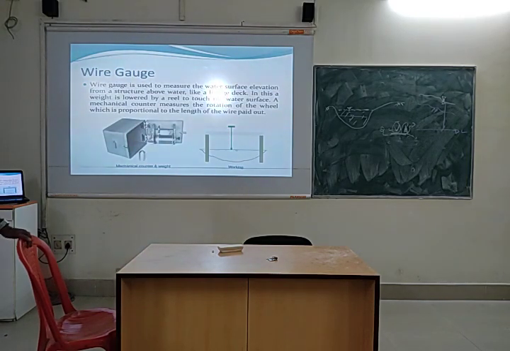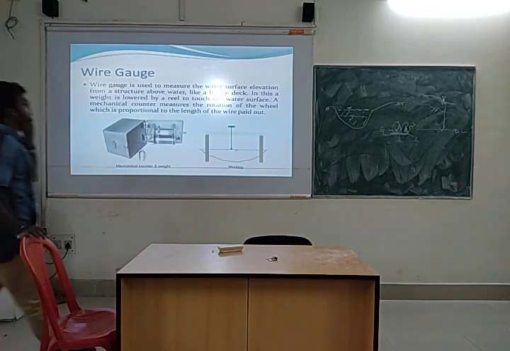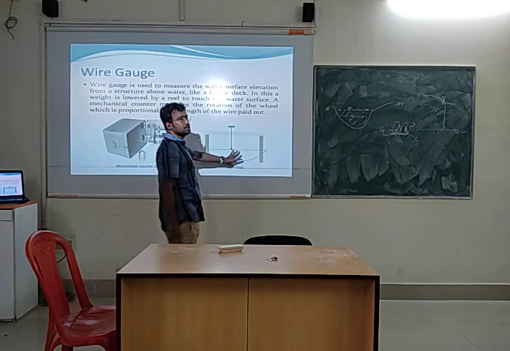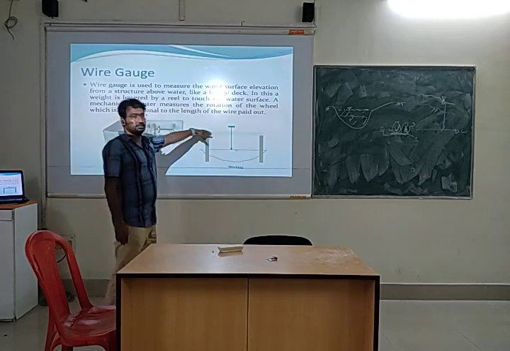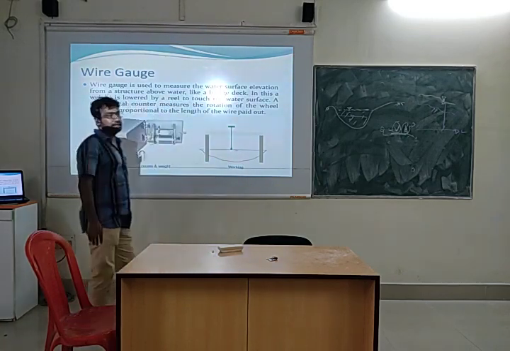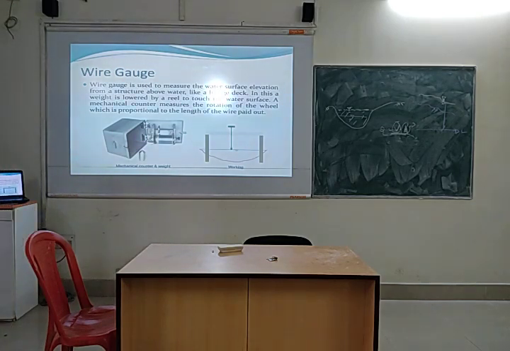Secondly, in manual recorders, we are having the wear gauge. In this case, the wear gauge is used to measure the water surface elevation from a structure above water. Suppose this is the water structure, right? Any sort of structure is there, and you can install it over there, and then you can use it. How?